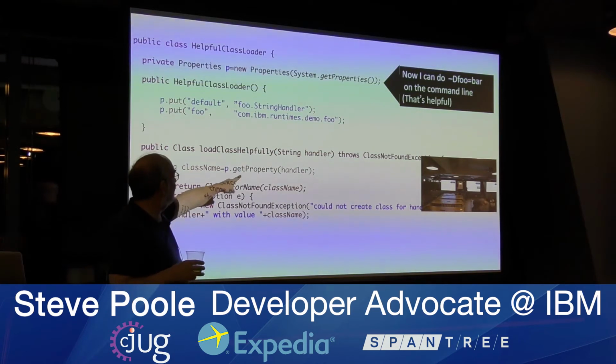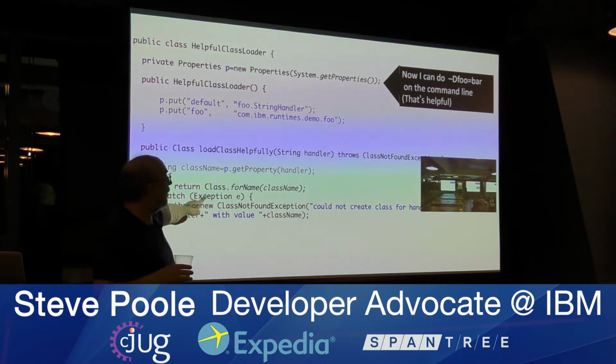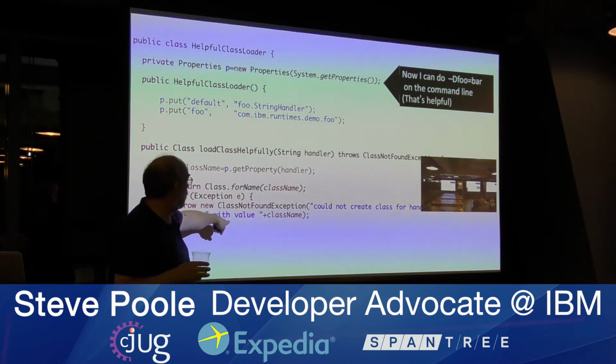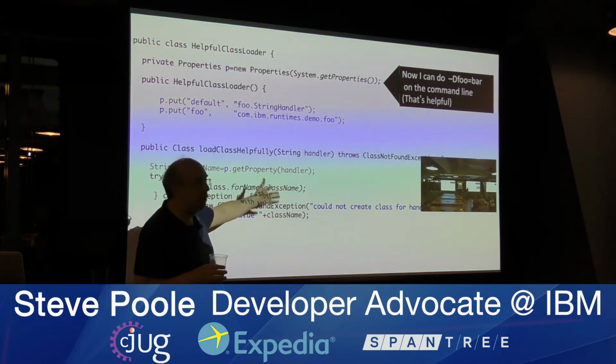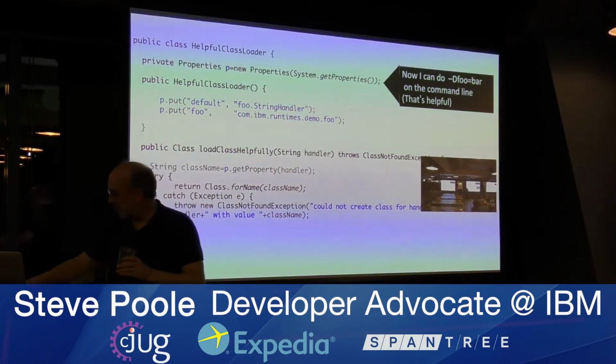So basically, it's going to get given this handler, and it's going to go off and find the property, and it's going to try and create the class and return it, right? And if it doesn't work, it'll throw out and say, this handler, this value. Okay? Very common set of code, similar things like that.